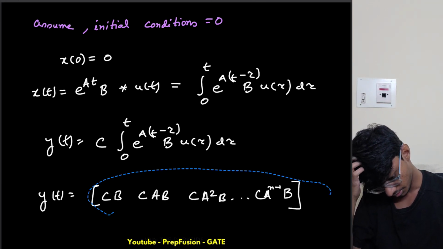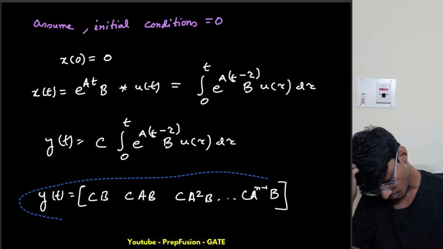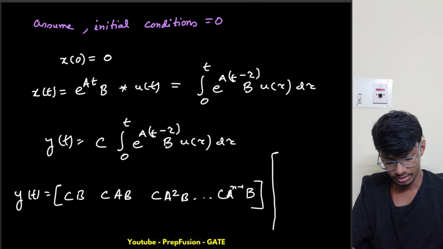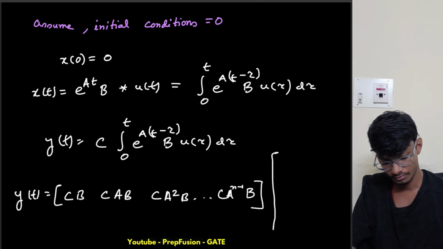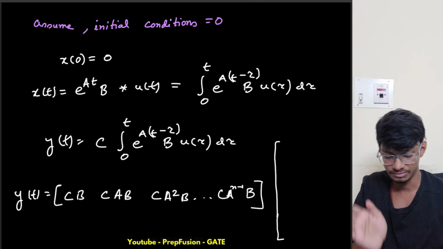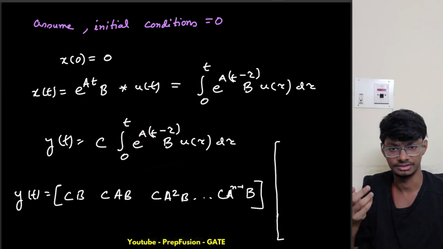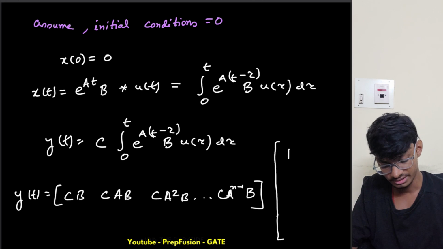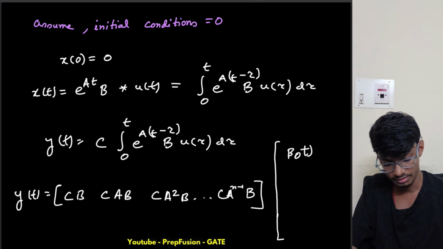So this is basically what my y of t is. It may be multiplied with some function of t, because there is some integration. This is the main thing, and it is multiplied by some function of t. Let's say it is beta naught of t, then this is beta 1 of t, and this goes on until beta n minus 1 of t.